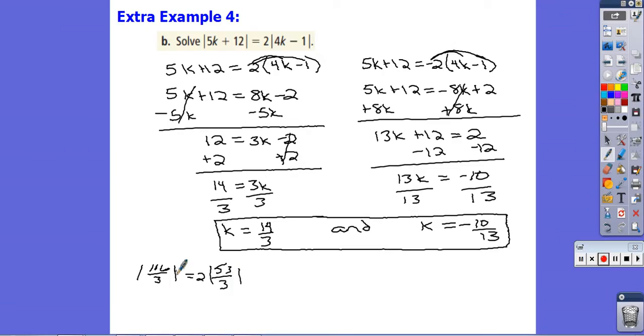So now if you think about this, this is already positive, so this is 106/3. This is 2 times 53/3, which works out to be 106/3. So this checks out. And then you can do the exact same thing over here, which just to save time, I'm going to tell you this one also checks out. So both of these are solutions.